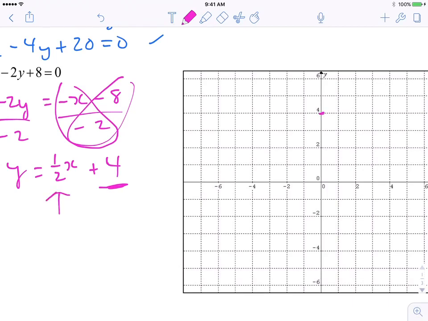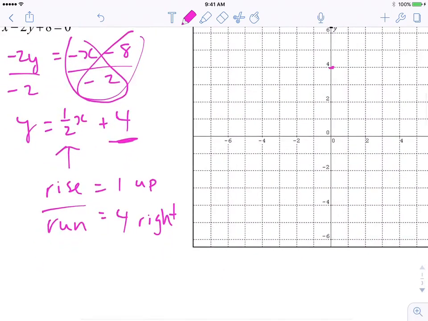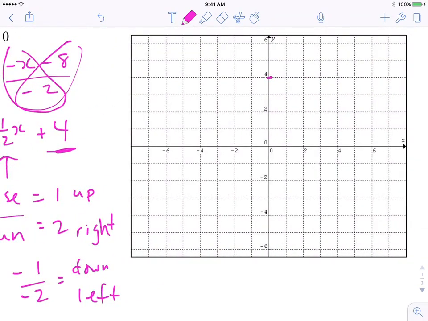And our rise over run, our slope, tells us rise is 1, run is 4, which means we're going up 1 and right 4. Or, as I mentioned in the last lesson, oh sorry, I apologize, that's a 2, not a 4, that's a 2. Denominator is 2. Or we can say negative 1 over negative 2, which would mean we'd go down 1 and left 2. So let's take a look at that. We can go up 1 and right 2, or we can go down 1 and left 2.